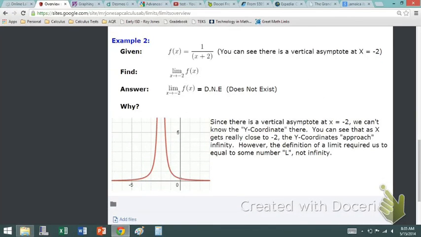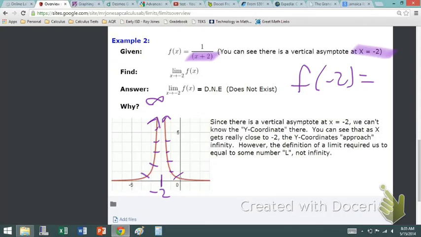In this example, you can see that we have a vertical asymptote right there at x equals negative 2. Now again, if you have a vertical asymptote, you can't talk about the value at f of negative 2. We can't talk about this value. It's undefined. It's going to infinity. But we can look at what's happening around it. As we get really close to a value of negative 2 from the left-hand side, we can see that the y values are going to infinity. And from the right-hand side, we can also see that our y values are going to infinity.